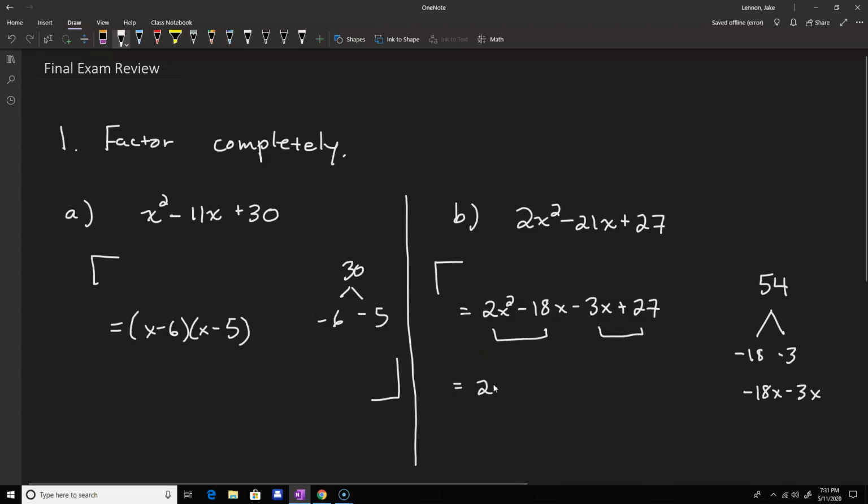So the first group we can take out a 2x, and we're left with x minus 9. And the second group, we want to take out a minus 3 so that what's inside the parentheses matches and leaves us with x minus 9. So our complete factorization here is 2x minus 3 times x minus 9. And that's it for part B of problem number 1.